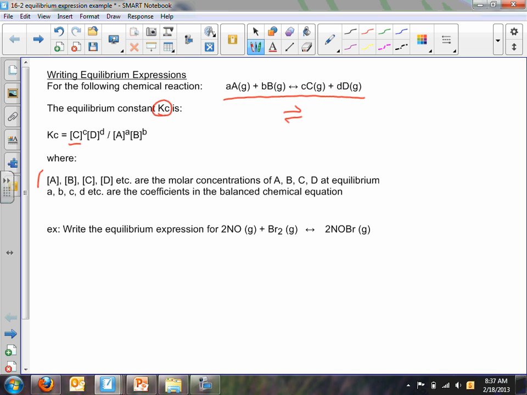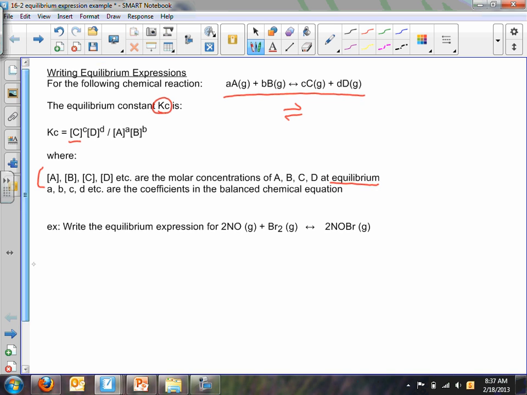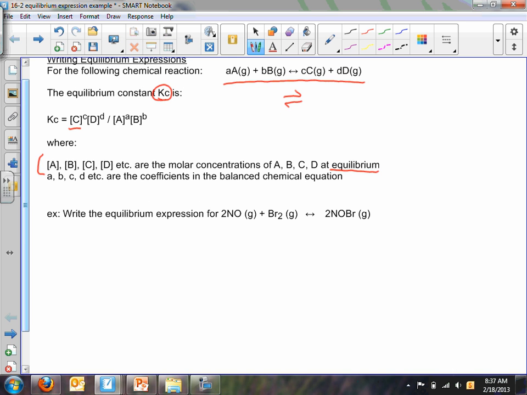Anytime you see stuff in brackets, it represents the concentrations in molarity. And for equilibrium expressions, the concentrations have to be at equilibrium. And the lowercase letters happen to just be the coefficients in a balanced equation. So they're really easy to do. You only put gases in the expressions. You don't put solids and liquids.